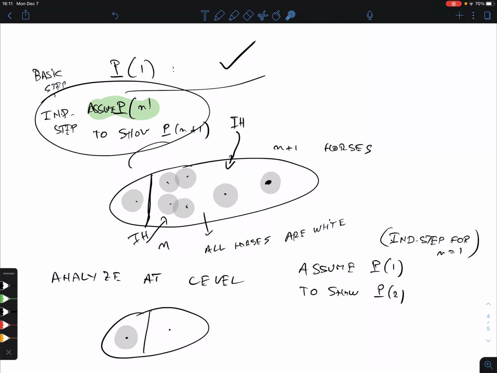I'm not going to do this. This is section 5.3. You can read this if you're interested in it. But next time I'm just going to continue with some more examples. All right.